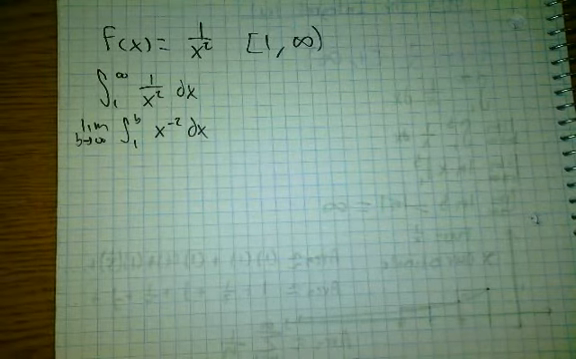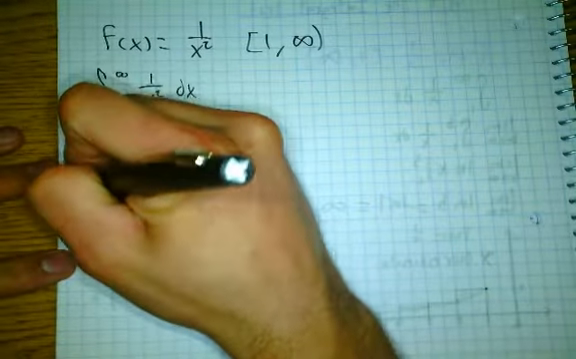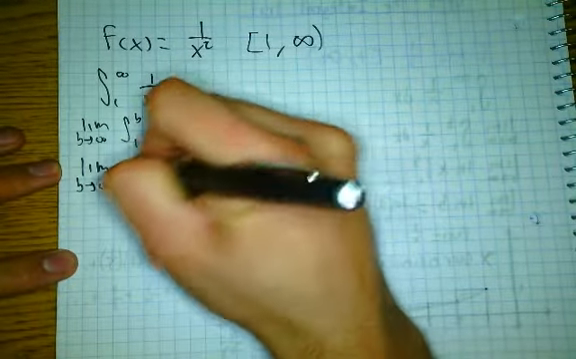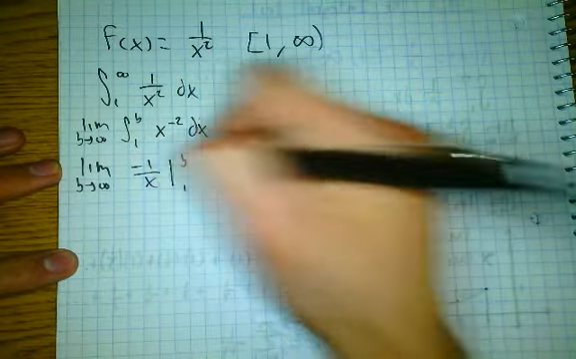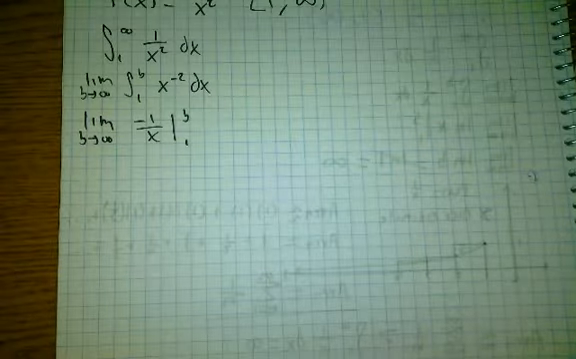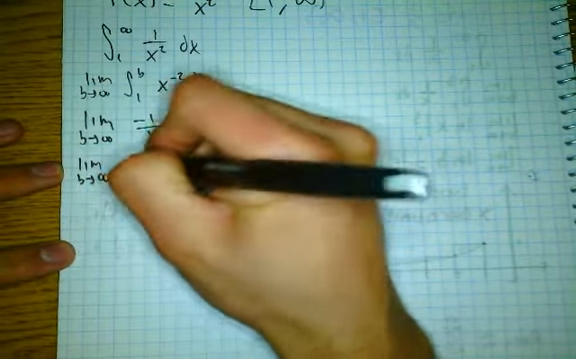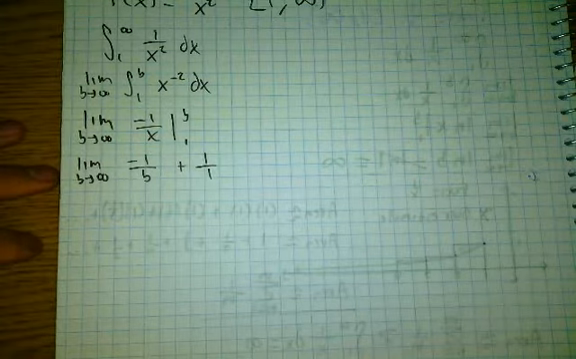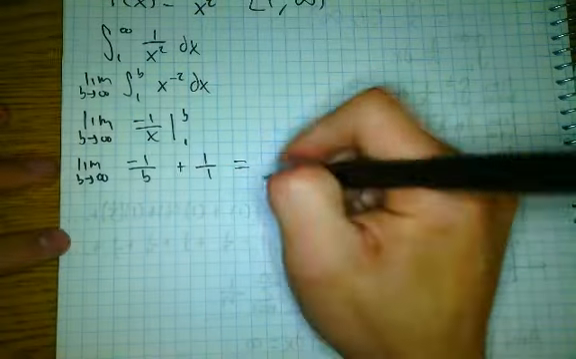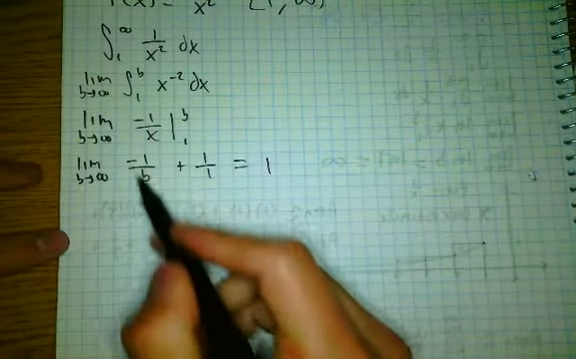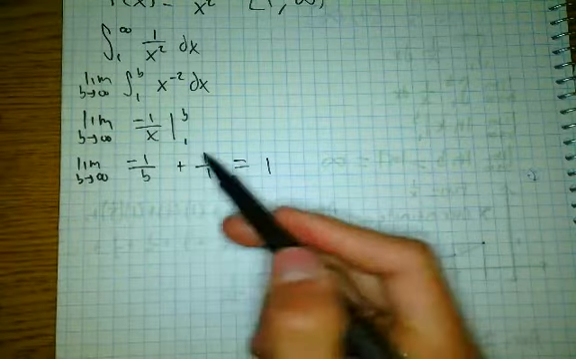Cool. So then this becomes the limit as b approaches infinity of negative 1 over x from 1 to b. Yes? The limit as b approaches infinity of negative 1 over b plus 1 over 1. Do you understand why I turned it into a plus? Yes? Okay. What's this limit equal to? 1. Why 1? Because technically this goes to 0 and then this is a plus 1, so it's 1, right?